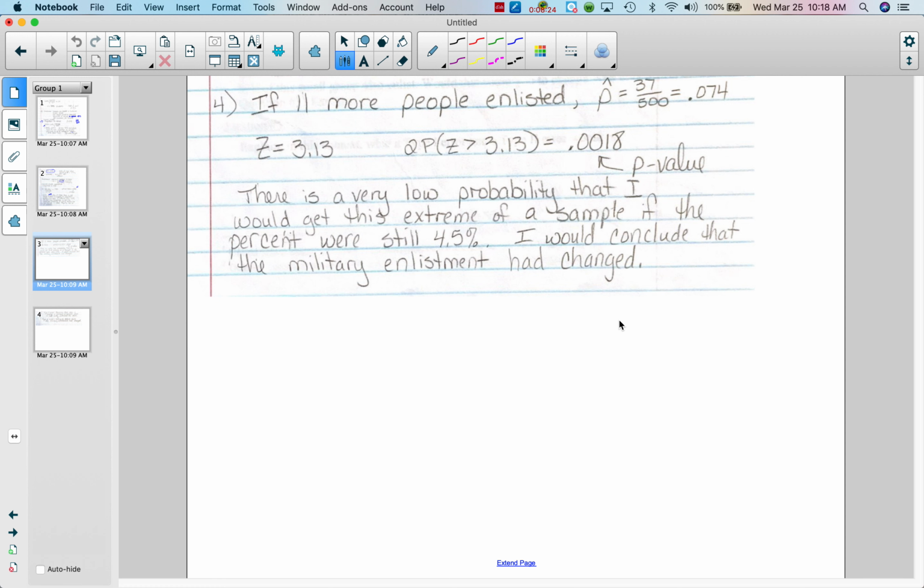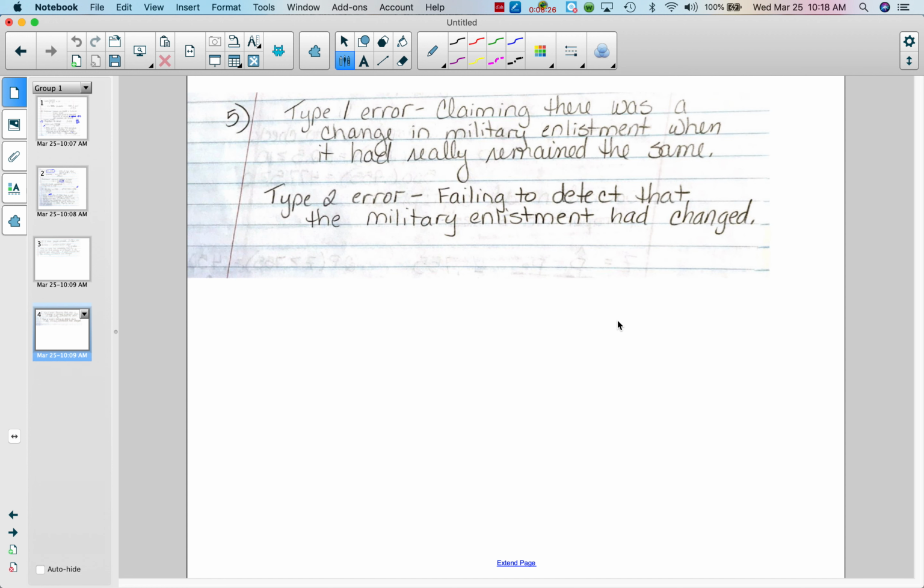So that's what you would do on number 4. Then on number 5, you are just asking, what does it mean to have a type 1 and type 2 error? A type 1 error means the null hypothesis is true, but we say it's not. So that means I'm accepting the alternative. I'm claiming there was a change in the military enlistment when it had really remained the same. That's a type 1 error.